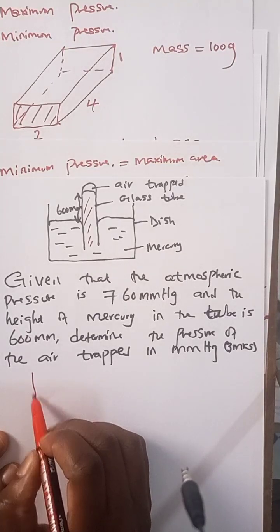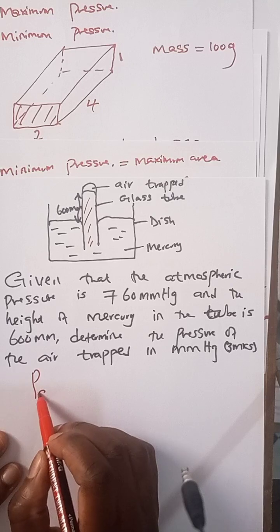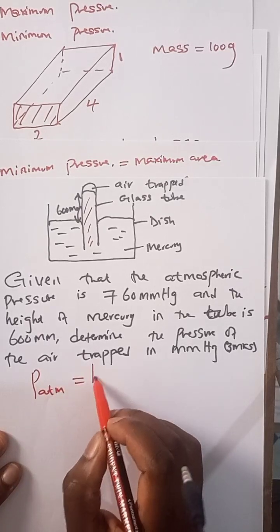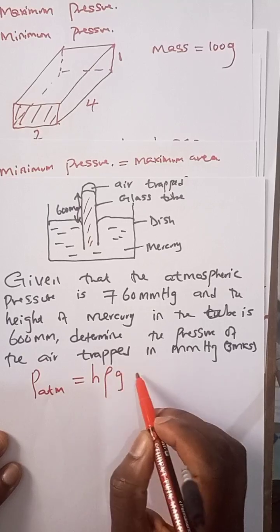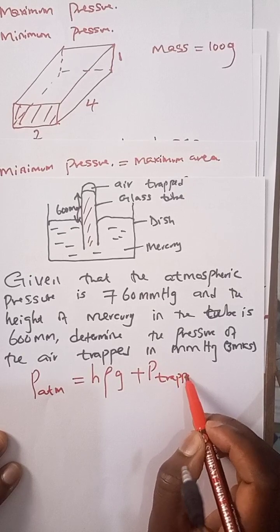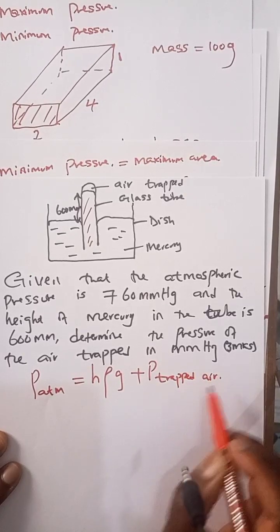So I'm going to talk about pressure, which is atmospheric pressure, ATM, is equal to hρg plus the pressure of the trapped air.